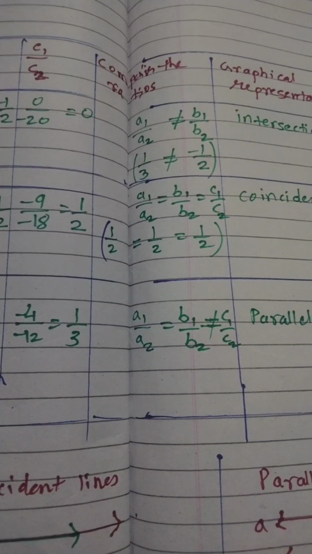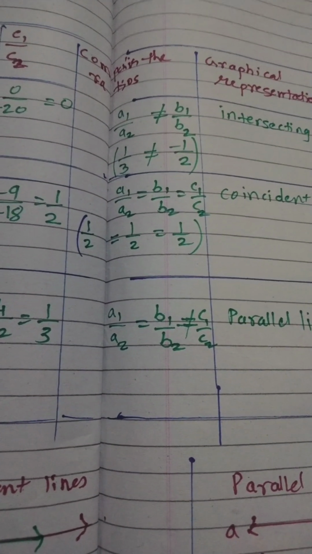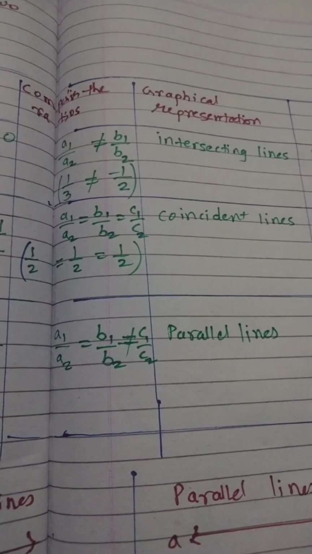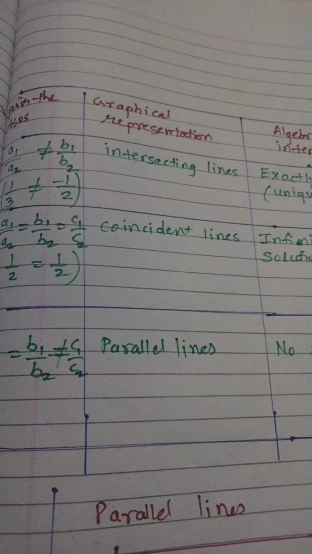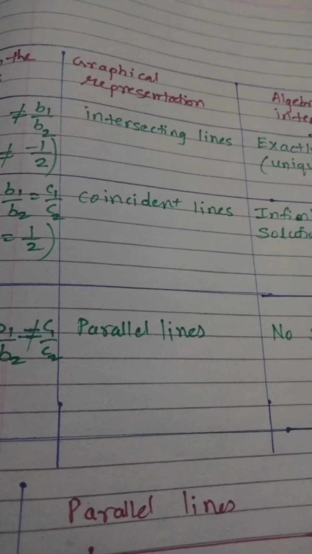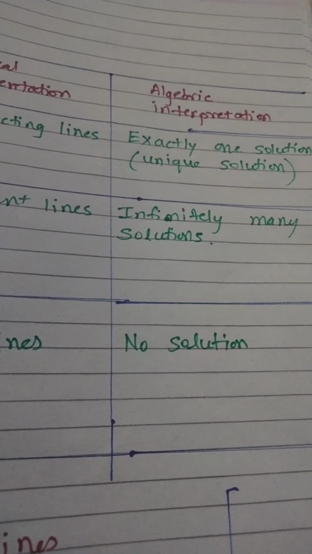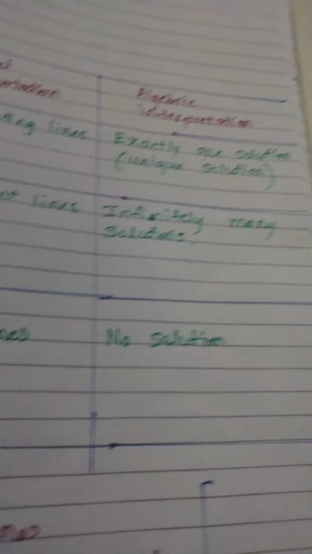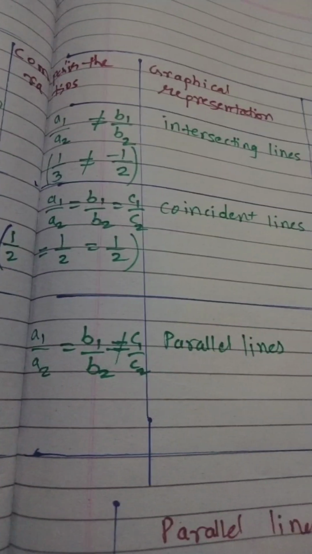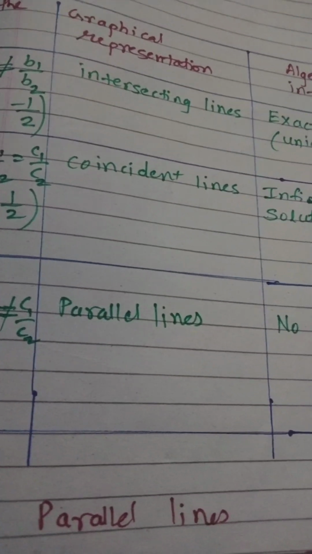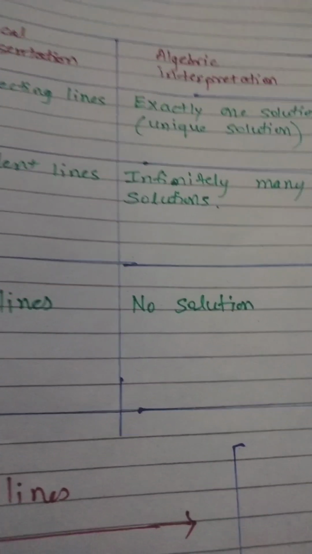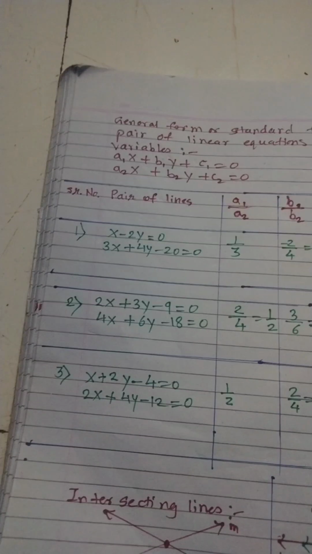So here, after comparing the ratios, we get a1 upon a2 is equal to b1 upon b2, which is not equal to c1 upon c2. In this case we get the graphical representation as parallel lines. So the algebraic interpretation will be that there will be no solution. So if a1 upon a2 is equal to b1 upon b2 is not equal to c1 upon c2, the lines will be parallel and there will be no solution for this.